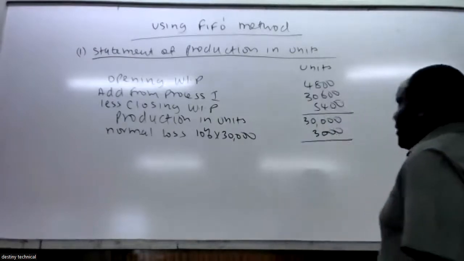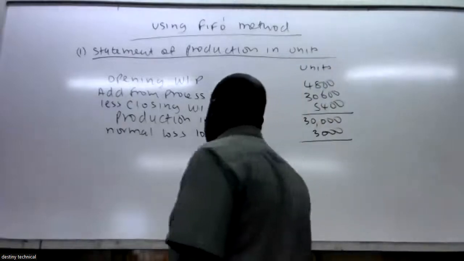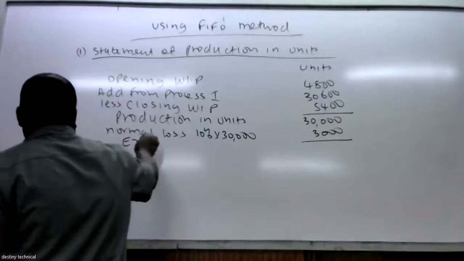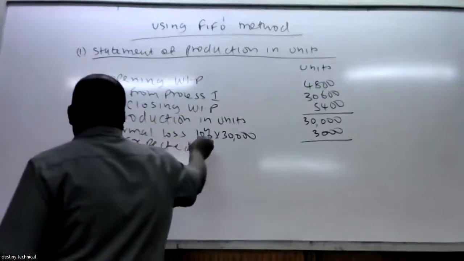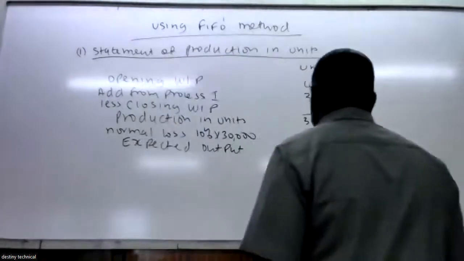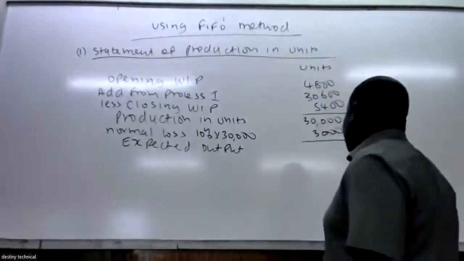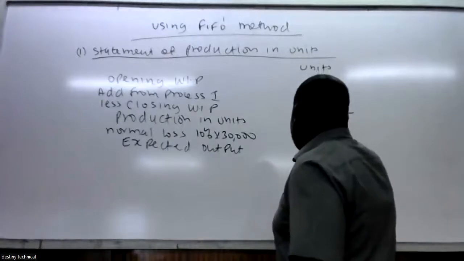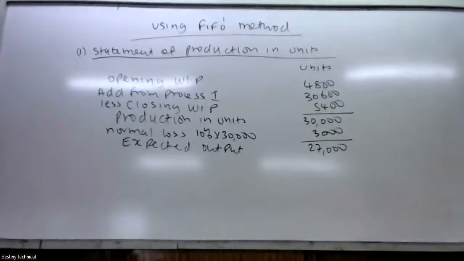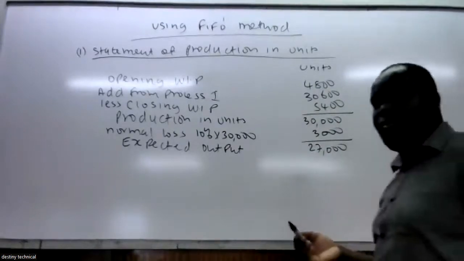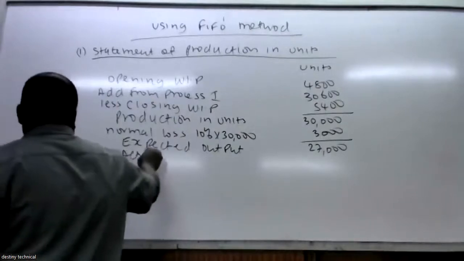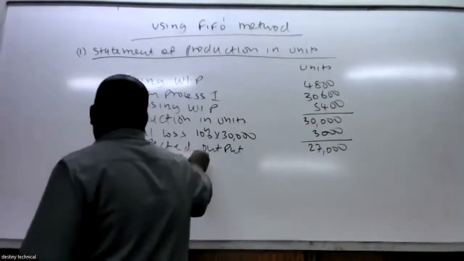So when you subtract, we shall be able to get the expected output. The expected output is now going to be 27,000. Then we compare expected output with the actual output.